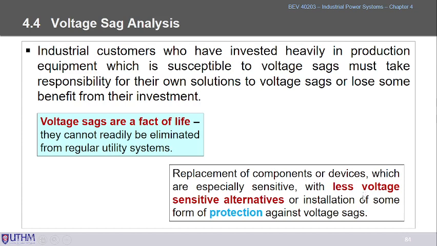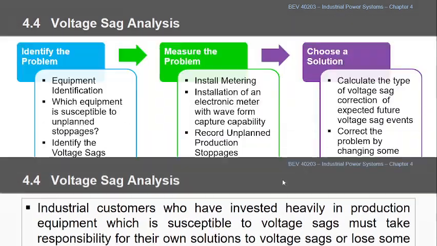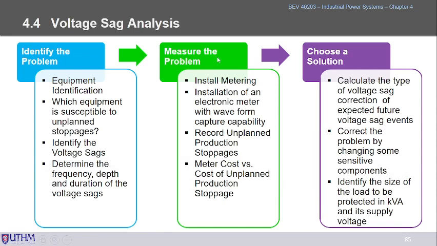That means you can change the existing voltage sensitive devices or equipment to less voltage sensitive equipment. Or another one is you can have more significant protections against the voltage sag. So that is two ways to reduce the voltage sag in that case. And how to analyze the voltage sag in the IPS? Of course, first we need to understand our equipment. What equipment is affected?